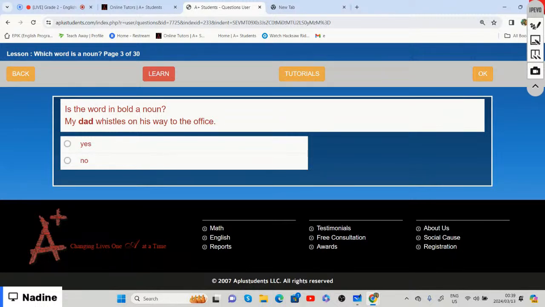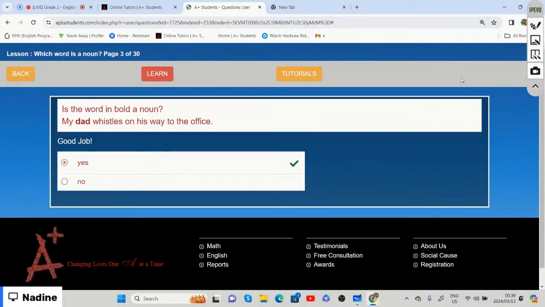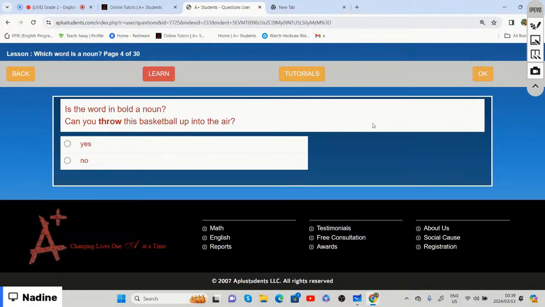All right, so we can say my dad whistles on his way to the office. And if we were to say if that is a noun, then yes, Gibble, it is a noun. So dad names a person. So yes, it is a noun. So well done.